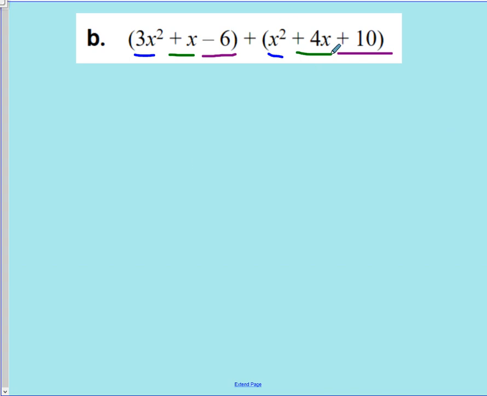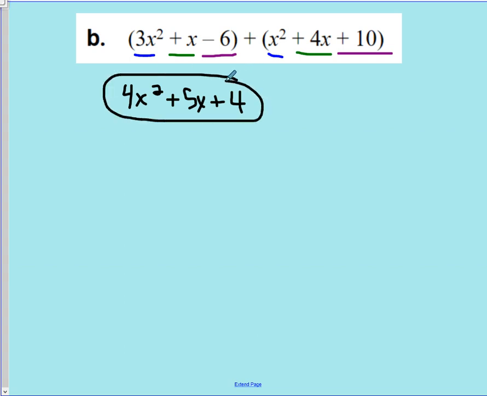All right, so I'm going to go through and start adding. 3x squared plus x squared is 4x squared. Positive x plus 4x is going to be 5x. All right, and then negative 6 plus 10 is going to be positive 4. Easy enough. All right, adding polynomials, not too difficult.